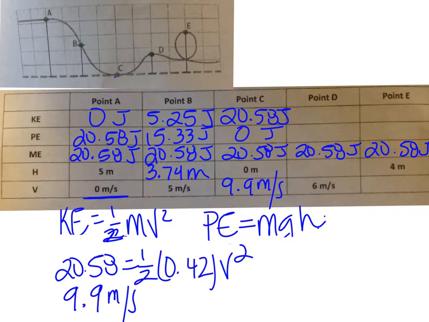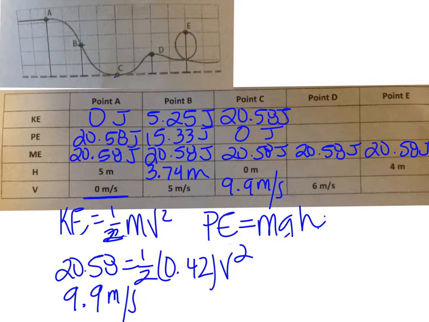Right? So, like point B, to find our height, we use the potential energy formula. When we are finding velocity, like we did at point C, we're going to use our kinetic energy formula because that's what's in the formula. So it should make sense, hopefully.